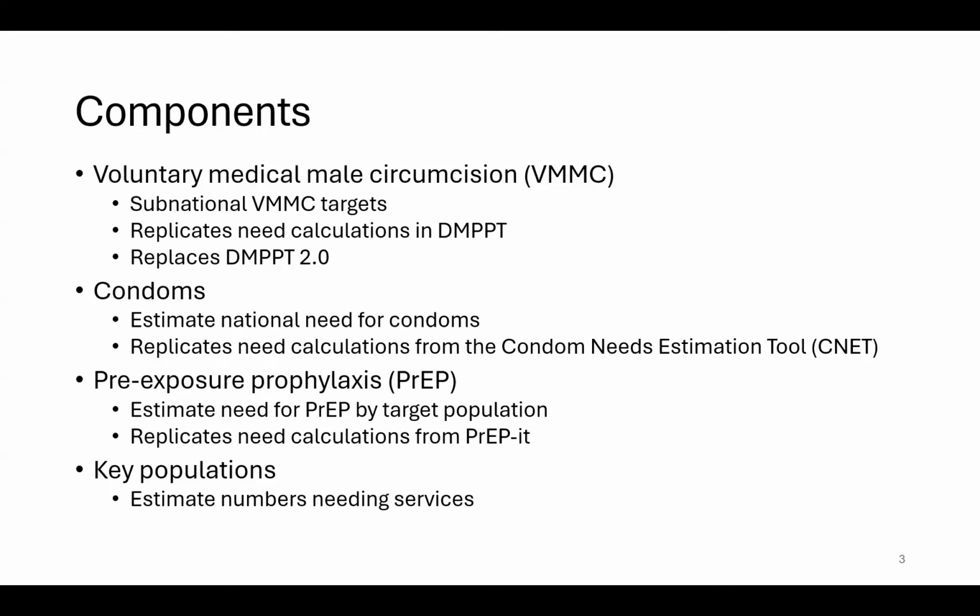The next component we'll talk about is the PrEP component, and this again estimates need for PrEP by target population, and it replicates just the PrEP need calculations from PrEP-It. Later today, Nicole will talk a bit more about some of the other features that PrEP-It can offer. And last, we'll talk about the key populations component, which estimates the numbers of people who need services in traditional key populations.